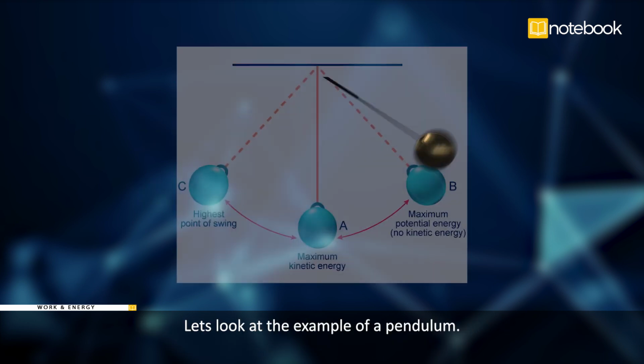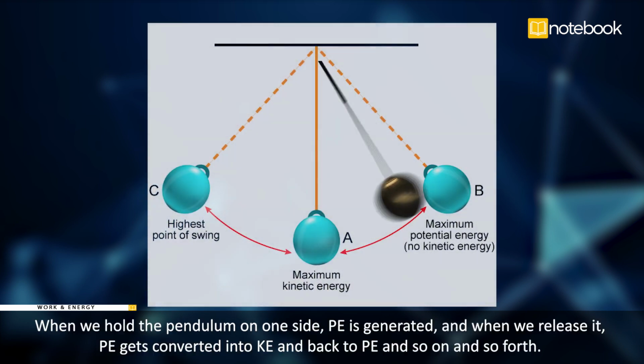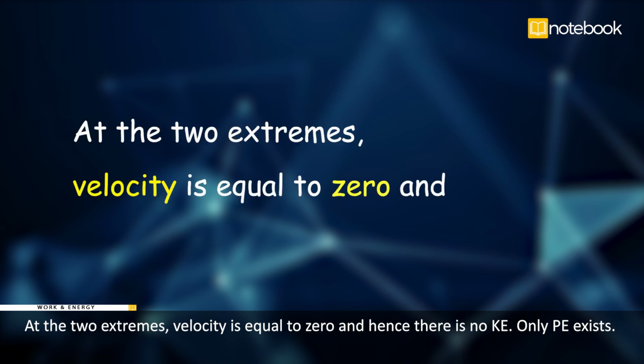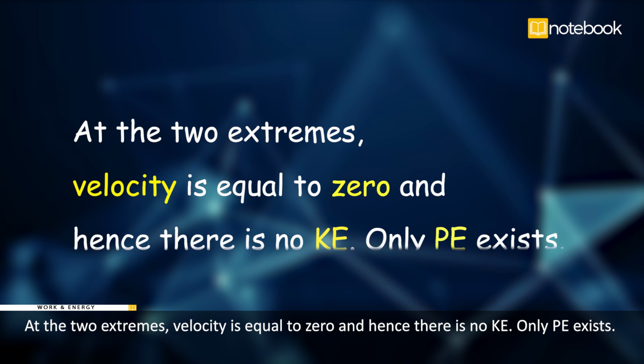Let's look at the example of a pendulum. When we hold the pendulum on one side, potential energy is generated, and when we release it, potential energy gets converted into kinetic energy and back to potential energy, and so on and so forth. At the two extremes, velocity is equal to 0, and hence there is no kinetic energy.